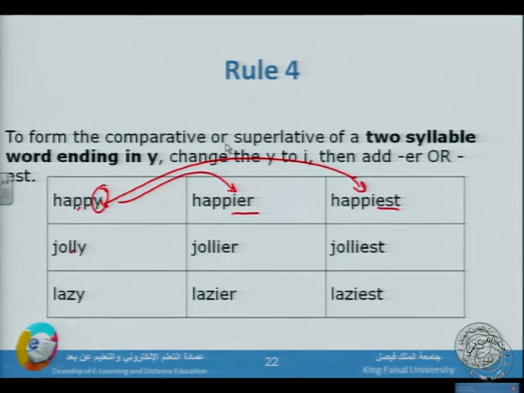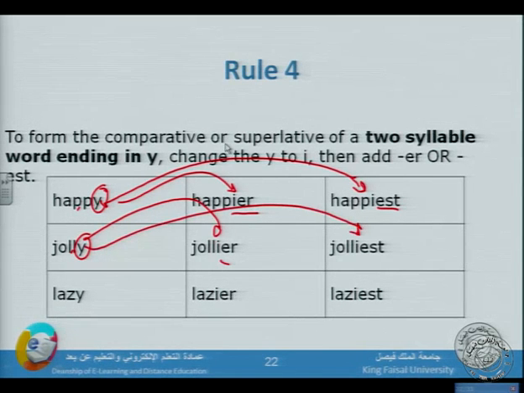Jolly. This word consists of two syllables and ends with Y. So you need to change the Y to I, and then you should add the ER to make a comparative form of the adjective jolly. So we change the Y into I, and then we add the ER. This is the case with the comparative form. With the superlative form, you need to change Y into I as well, and then you should add the EST and it becomes jolliest.